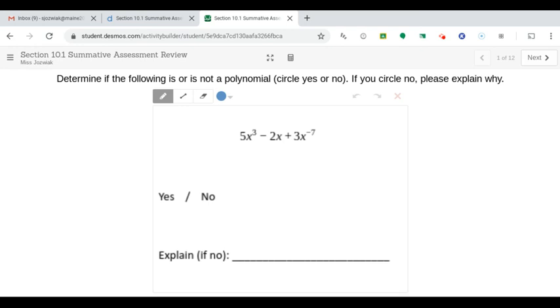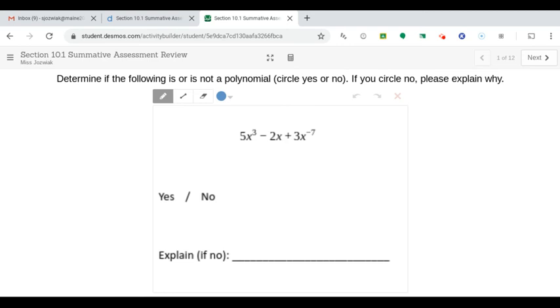Hey everybody, this is your chapter 10. It's essentially your practice test, so the section 10.1 summative assessment review. So we're starting out here trying to figure out if what is shown here is or is not a polynomial. So you have to remember all of your rules about polynomials.